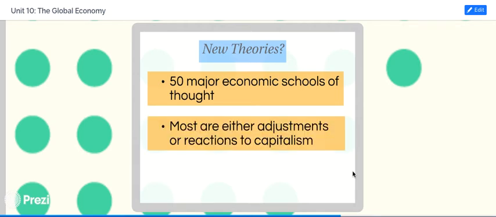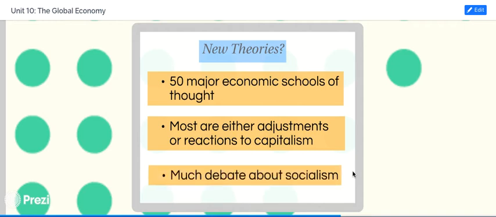All right, most new theories of economics stem from either liking capitalism and wanting to tweak it a little bit, or disliking capitalism and wanting to throw it out the window. Okay, so they're either adjustments or reactions to capitalism. There is also much debate about socialism.